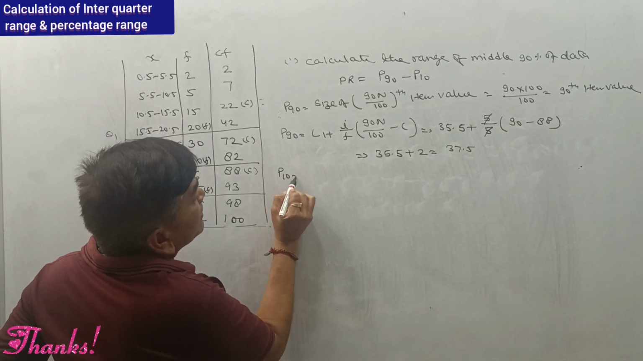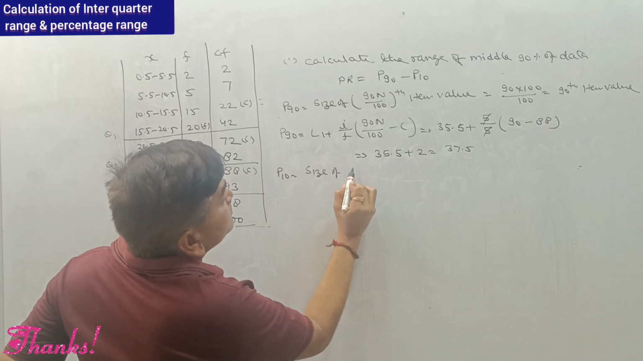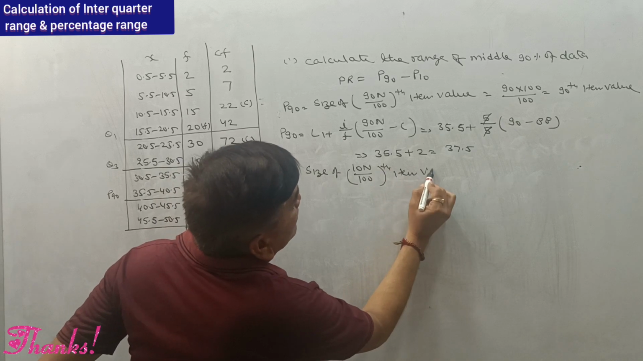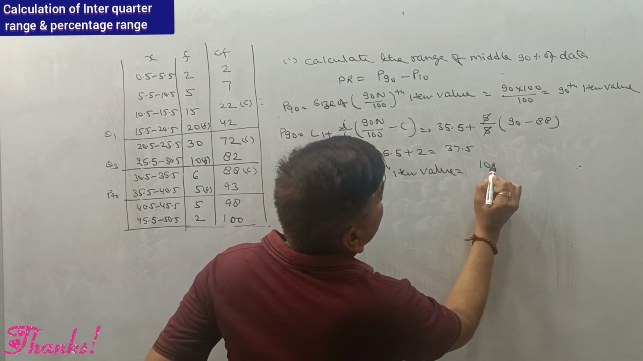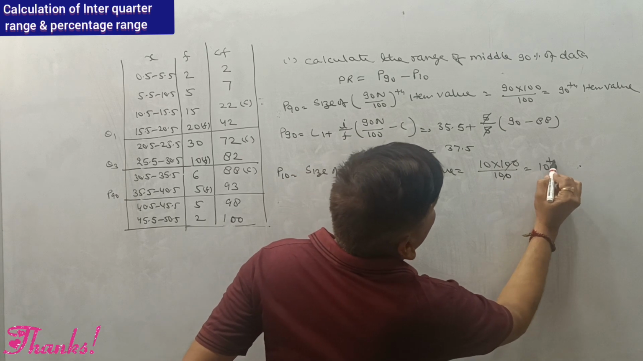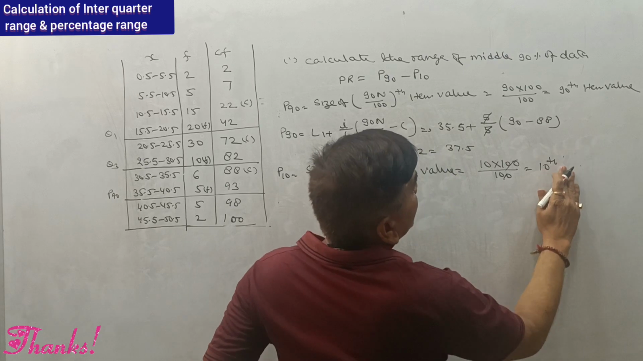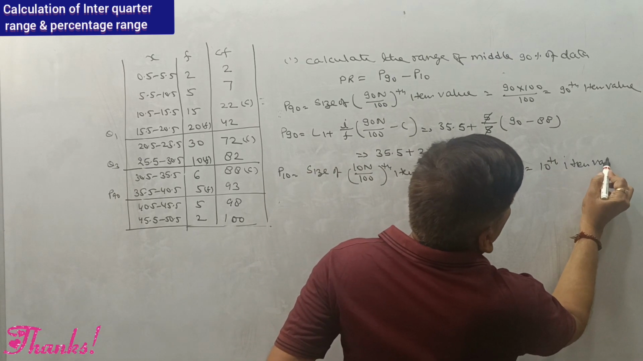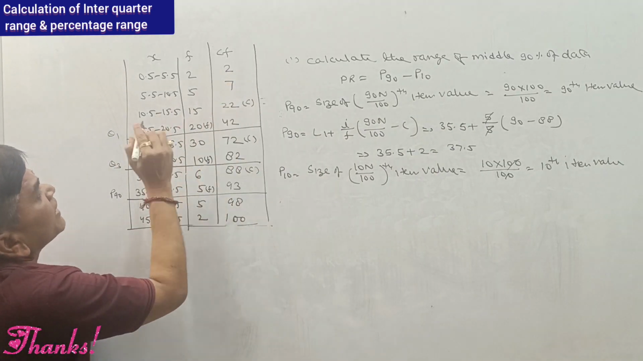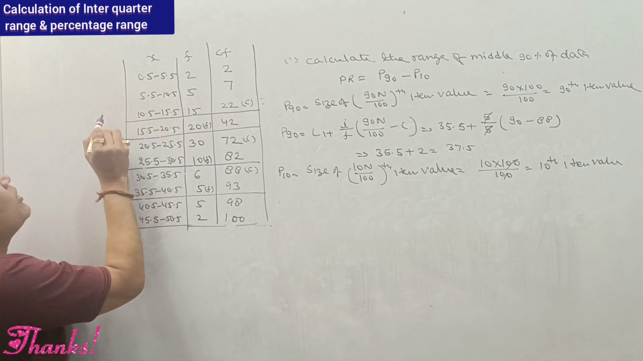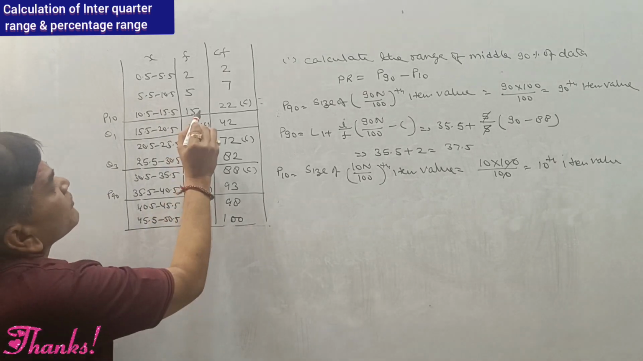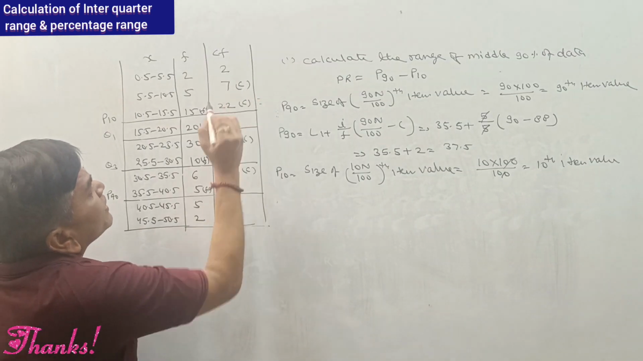Next, P10 is equal to the size of 10n upon 100 item value. So that will be 10 multiplied by 100 by 100, the 10th item value. 10 is first included in this, here 2, here 7, here 10. So our value of P10 lies between 10.5 to 15.5. So the frequency will be here and the pre-cumulative frequency will be here.